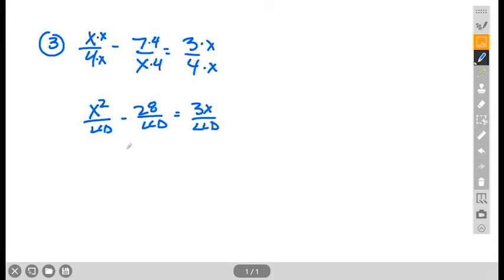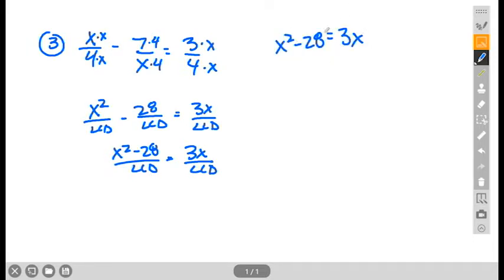And we can just combine these into one. X squared minus 28 over the LCD equals 3x over the LCD. And then we can just ignore the LCD. We have x squared minus 28 equals 3x. Now we solve this equation. This is a quadratic. Okay, so the way that you solve a quadratic, because it has an exponent of 2, is by setting it equal to 0 and then factoring. So we have to move the 3x to the other side by subtracting it. So x squared minus 3x minus 28 is equal to 0.